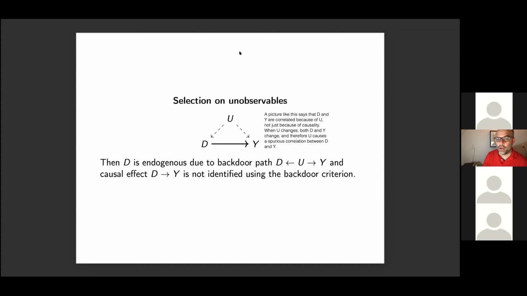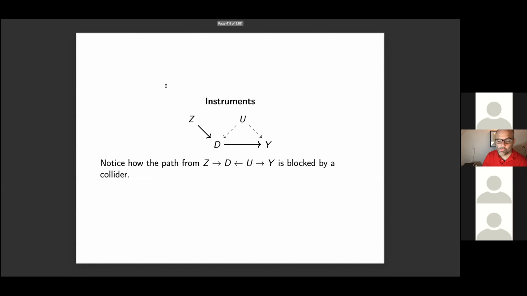So in that situation, because U is unobserved, notice that this dashed line means U is not in your data set. This is an instrument. A simple description of an instrument, an instrumental variable: one, Z is the instrument, and it causes D to change. Two, Z is not connected to U, the confounder, or Y, the outcome, except via its impact on D.